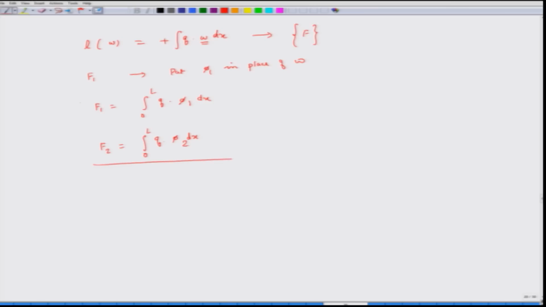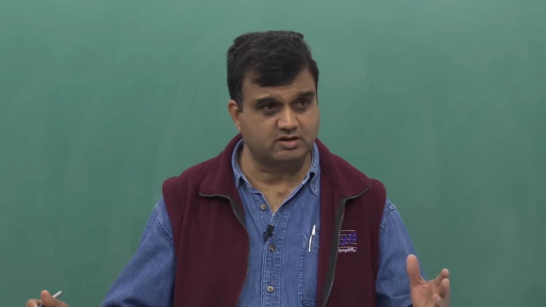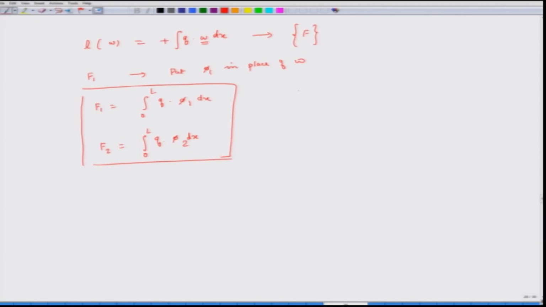So, these are the definitions of F1 and F2. And what kind of phi 1 and phi 2 do I have to choose? These phis have to meet which conditions? The essential boundary conditions. They need not meet the natural boundary conditions. So, that is there.